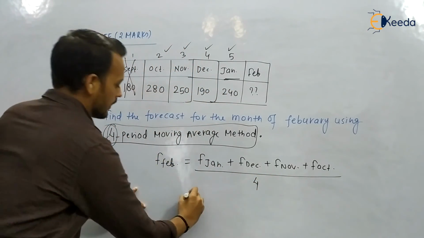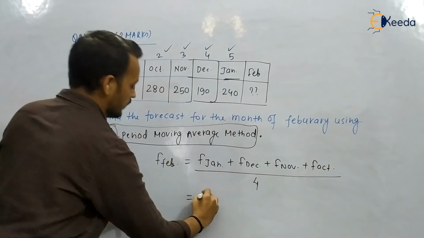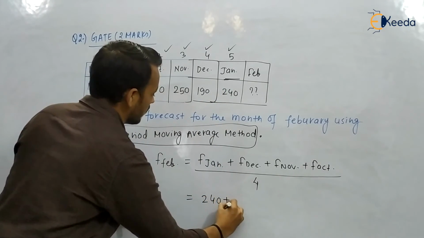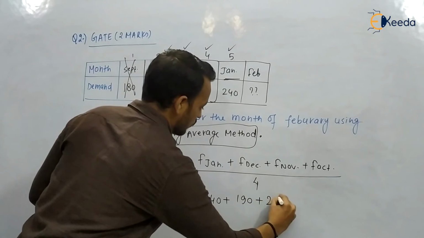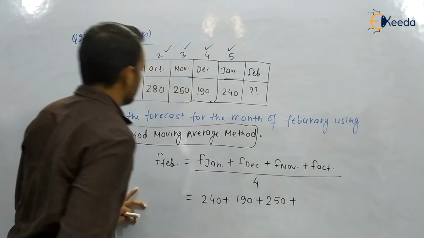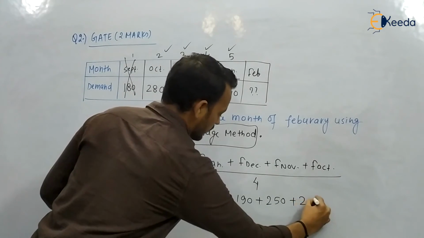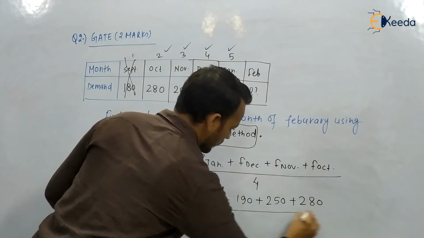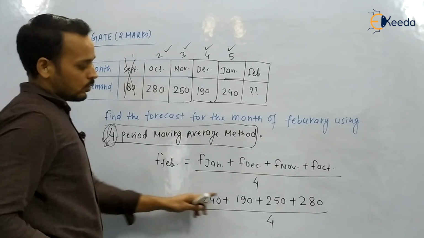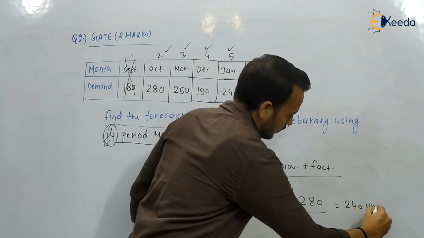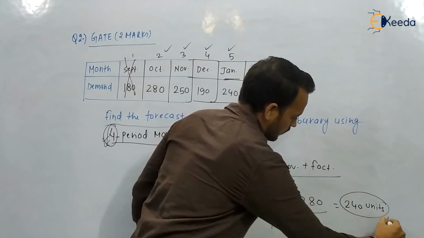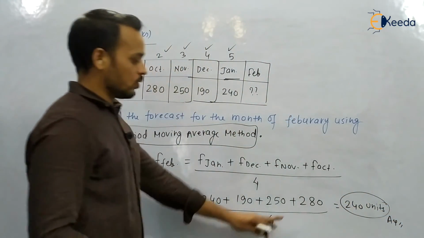Just take these records. Jan is 240, December is 190, this is 250, this is 280, divided by 4. Just calculate it. The answer is 240 units. So this is going to be the answer.